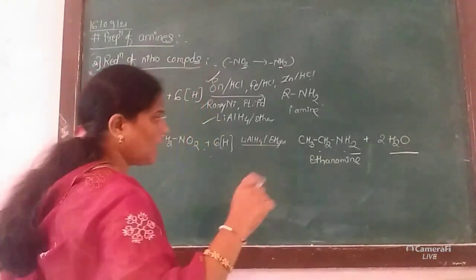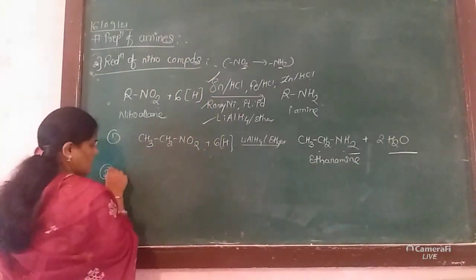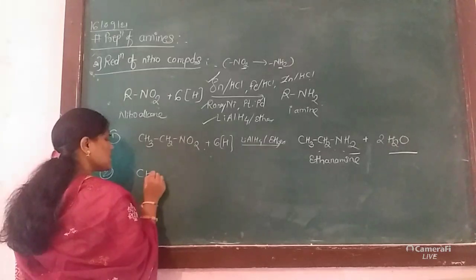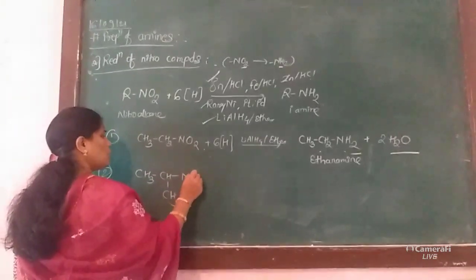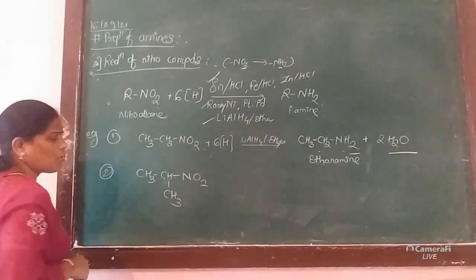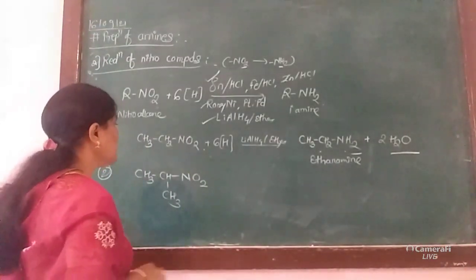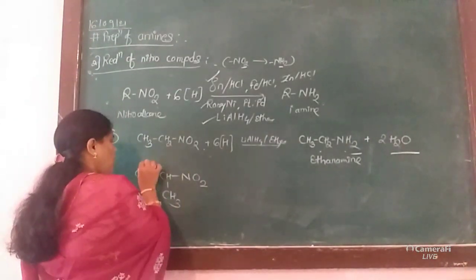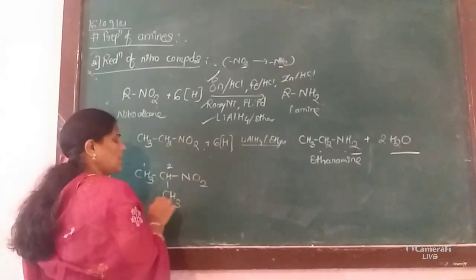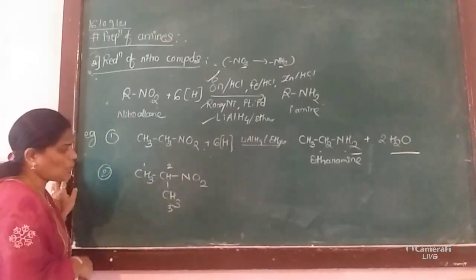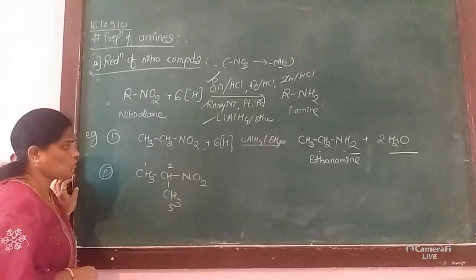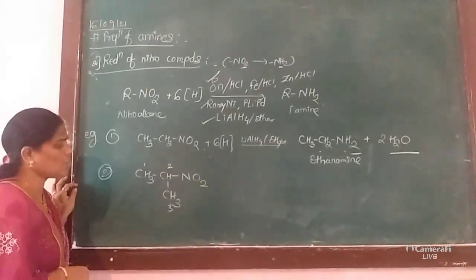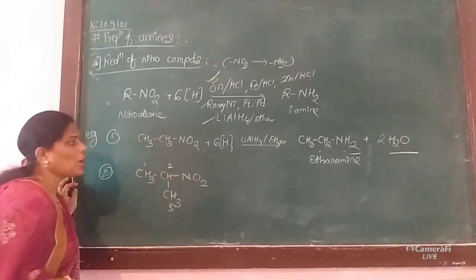Okay, so again this is another example. For example, CH3, CH, CH3 and NO2. Suppose here we take the secondary nitro compound, isopropyl nitro compound, and the IUPAC name of this compound is 2-nitropropane. Here it is numbered 1, 2, 3, meaning 2-nitropropane.